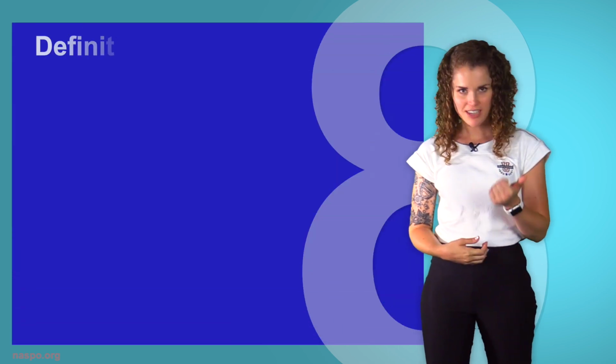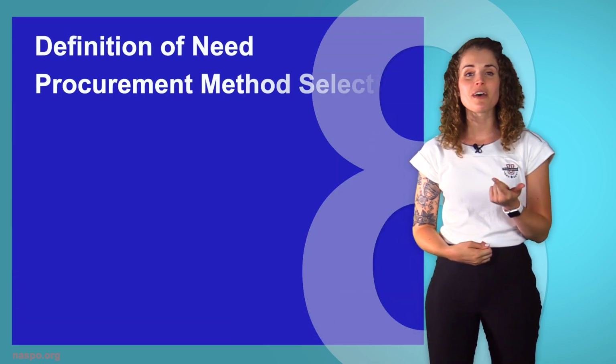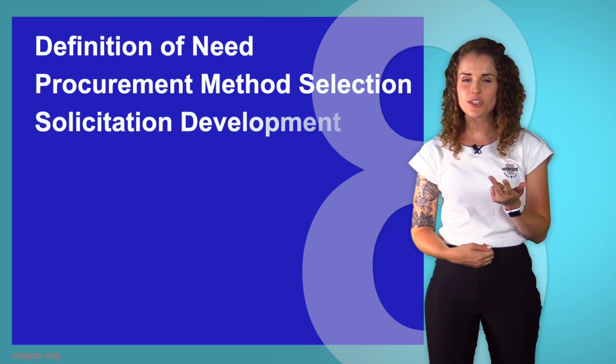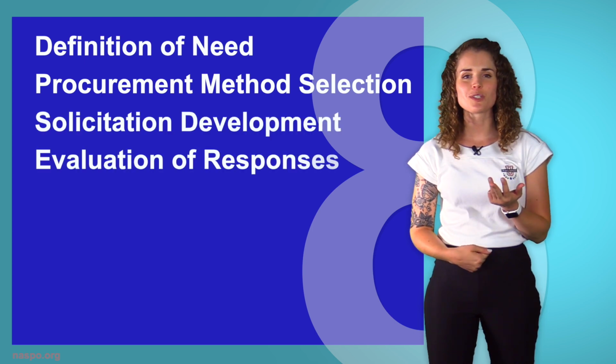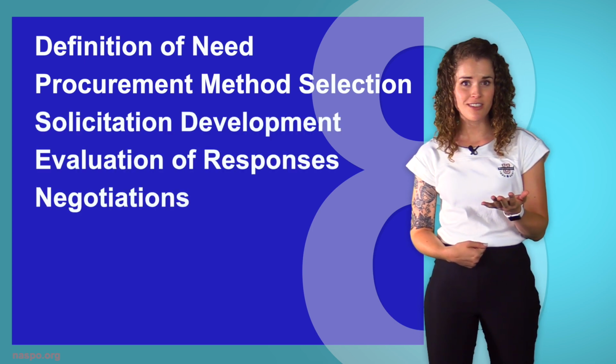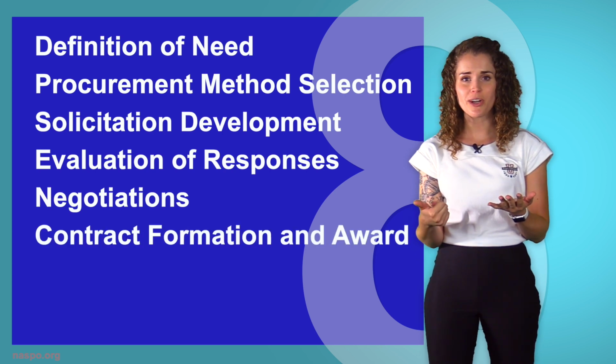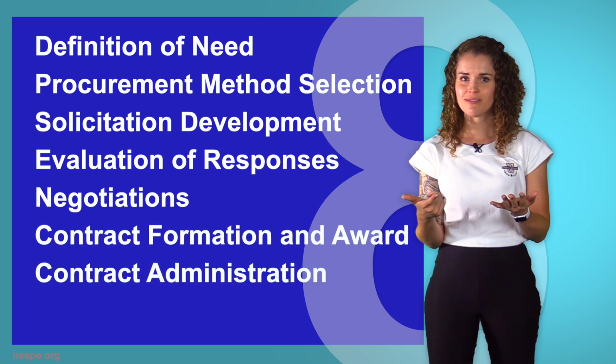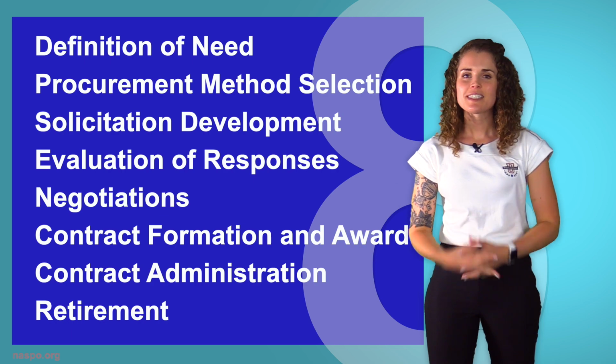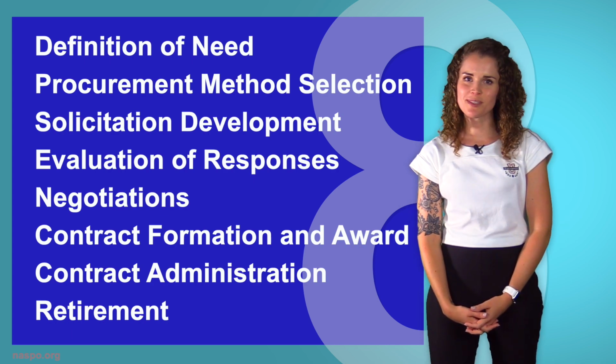There are 8 stages to the procurement process: definition of need, procurement method selection, solicitation development, evaluation of responses, negotiations, contract formation and award, contract administration, and retirement. Let's examine what happens in each of these steps.